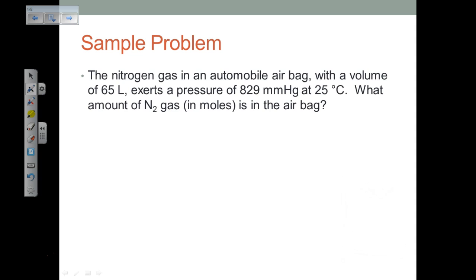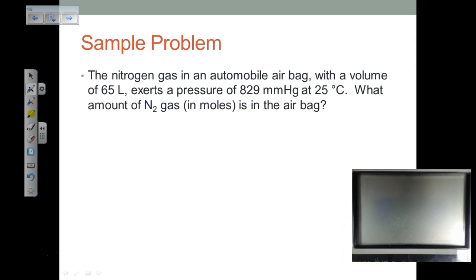It's important for us to do this sort of thing. Okay, and I'm going to call it my calculator. And here we have nitrogen gas in an airbag. Okay, and this is actually what happens in an airbag. There's a chemical reaction that releases nitrogen gas quickly enough to inflate an airbag before you hit the steering wheel.